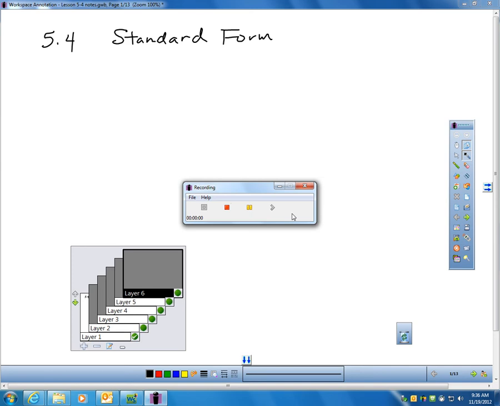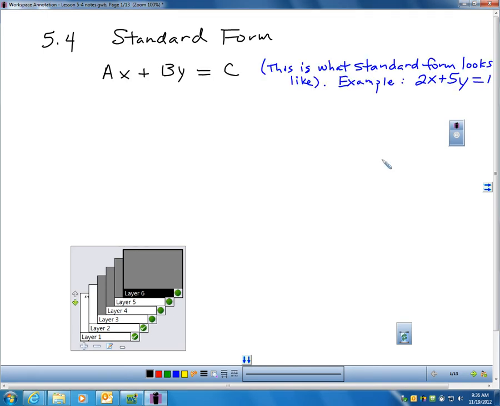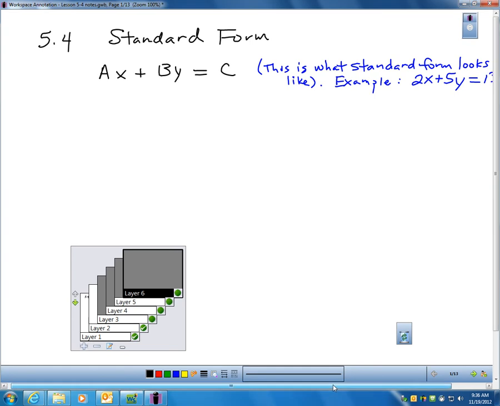Hi, this is section 5.4. We're on page 311 to start, and this section is entitled Writing Linear Equations in Standard Form. Now, this is going to be a two-day section, and there's four major things that I'm going to have you understand how to do in order to complete the section.